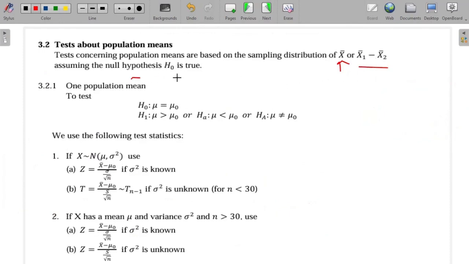Okay, assuming that the null hypothesis is true, we use the following statistics here. So I've written them down. I have 2 of them. I have 4 situations that I've just categorized into 2.